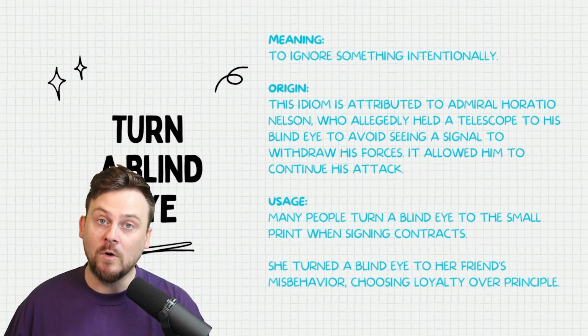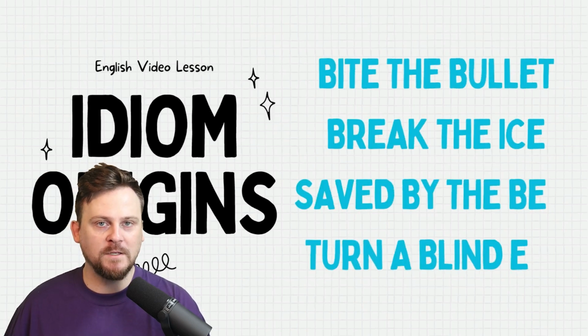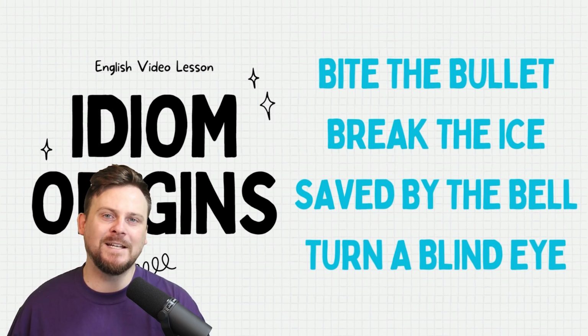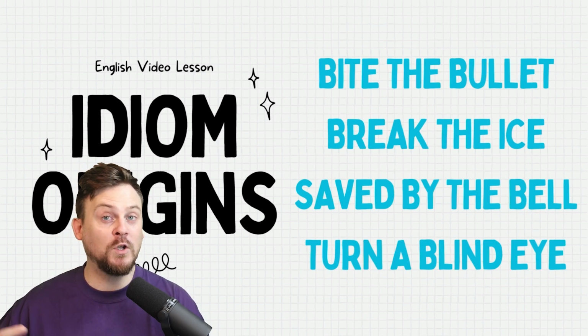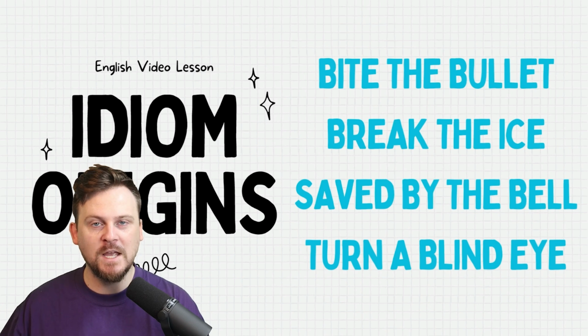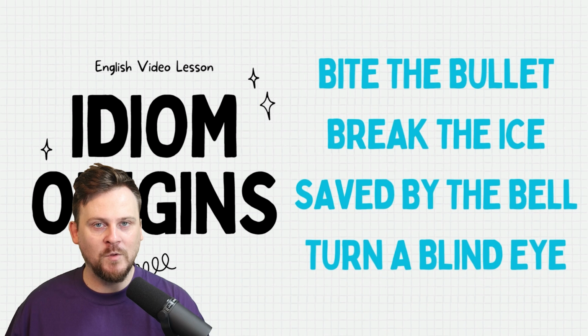Okay? So those are the common idioms. We talked about biting the bullet, breaking the ice, being saved by the bell, and turning a blind eye. If you have any questions about these, let me know. Try to use them. Try to make some sentences to figure out how to use them. You can also use ChatGPT to get more examples. You can go to the free dictionary and look at examples of each of these there as well. That is a great resource for getting definitions and examples of common idioms. Again, any questions, let me know.